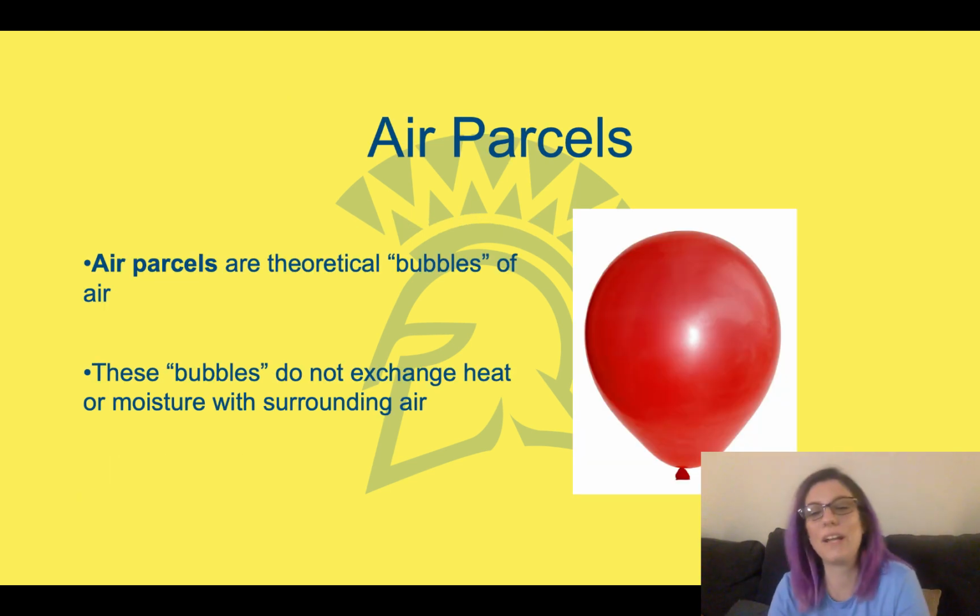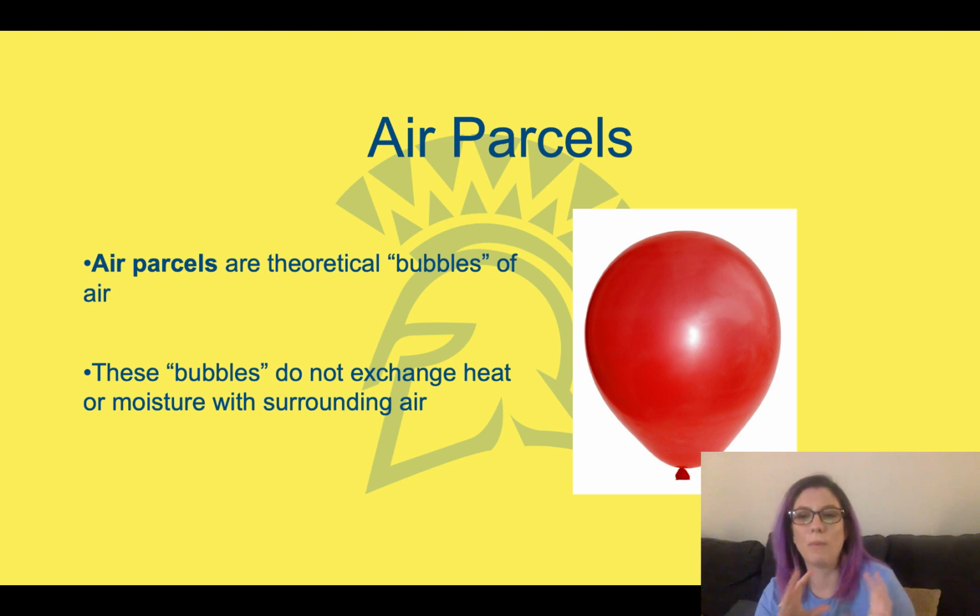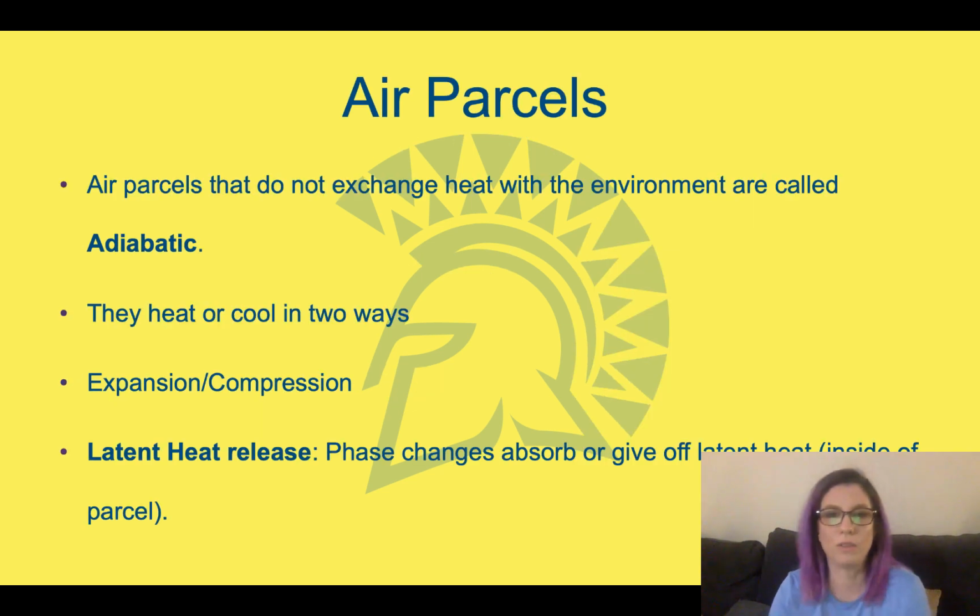Okay, so this brings us to an important concept, and that would be an air parcel. An air parcel is a theoretical idea that meteorologists use to describe the properties of a piece of air. You can think about it as a bubble, or like a balloon, but without the actual balloon. The main thing to note is that this air parcel is not going to exchange any properties with the outside air. It's not going to exchange temperature, moisture, or pressure.